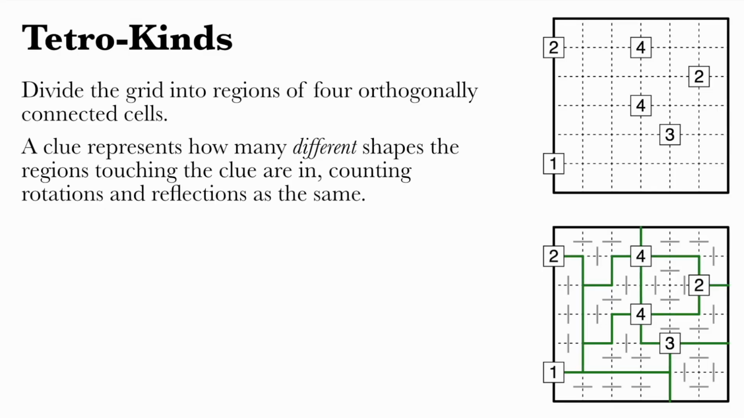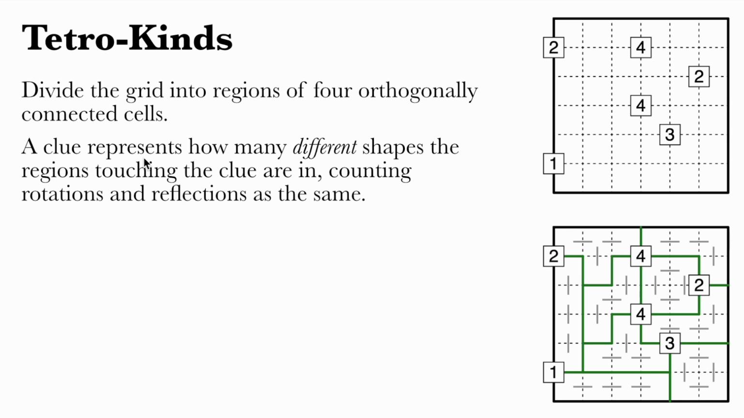And in order to play today's Tetro-Kinds, we need to know what it's all about. So let's take a look at the rules. In Tetro-Kinds, we will divide the grid into regions of 4 orthogonally connected cells. Or, in other words, tetrominoes. We've got our traditional Tetris shapes that we're going to be putting into the grid.